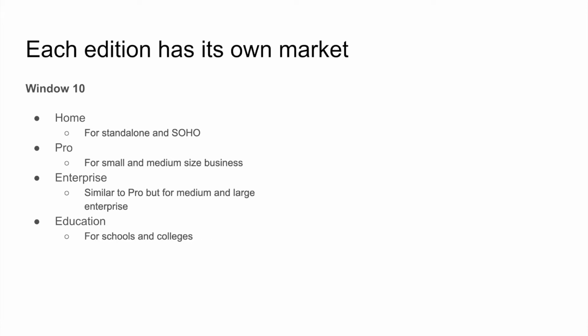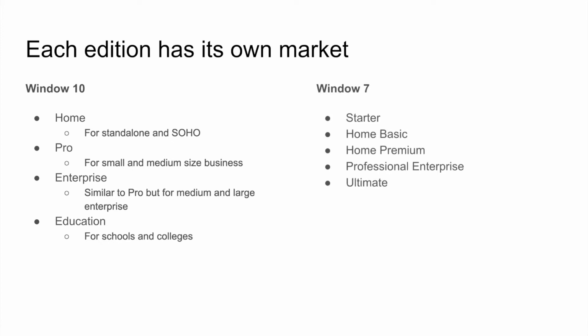I'm not going to go over the details of Windows 7 because it's relatively old and most of the computers are in transition from Windows 7 to Windows 10. But it's good to know if you're preparing for the CompTIA A+ exam. So I'll just touch on that. Windows 7 has Starter, Home Basic, Home Premium, Professional, Enterprise, and Ultimate.